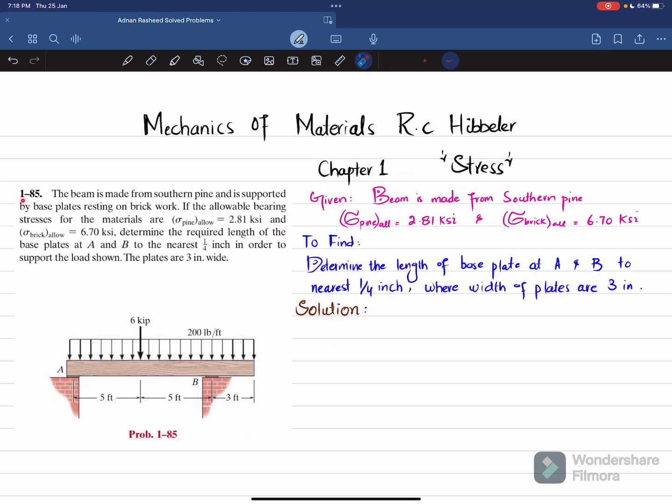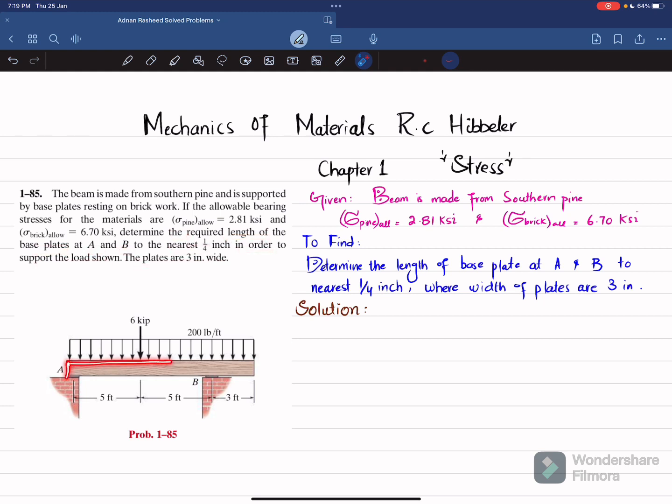Welcome back. In this video, we are going to solve problem 1-85 that is taken from chapter number 1, Stress, and the book name is Mechanics of Materials by R.C. Hibbeler. The statement is: the beam is made from southern pine and is supported by base plates resting on the brickwork. If the allowable bearing stress for pine is 2.81 ksi, and for brick the allowable bearing stress is 6.70 ksi, determine the required length of the base plates at A and B to the nearest 1/4 inch in order to support the load shown. The plates are 3 inch wide.